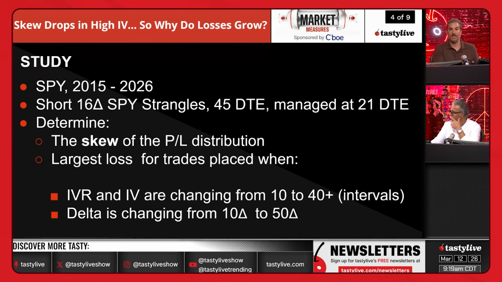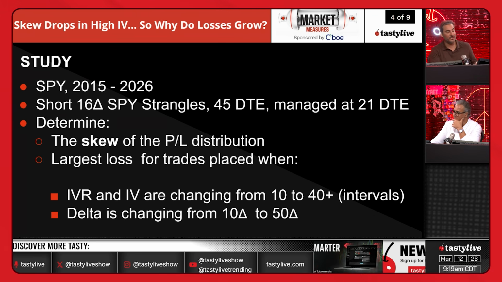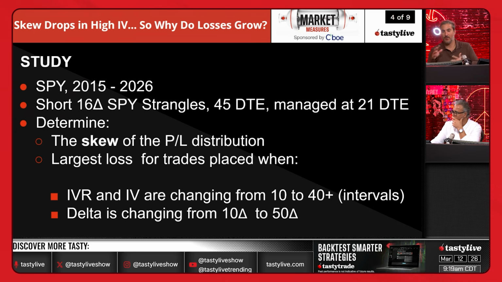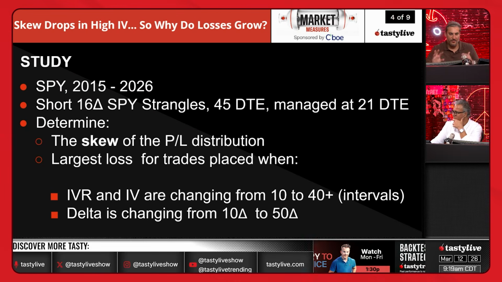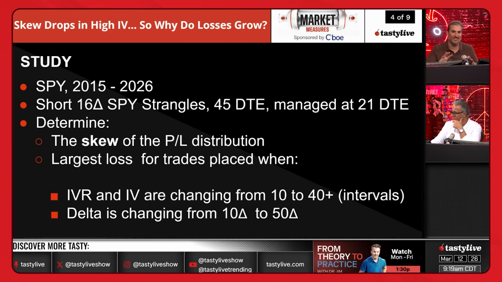and the largest loss for trades placed when the IV and the IVR are changing from 10 to 40 percent. We're going to break these into buckets: basically low vol, two buckets of medium vol, and one real high bucket of volatility. And then we're going to look at delta changing from 10 to 50 deltas across the curve.